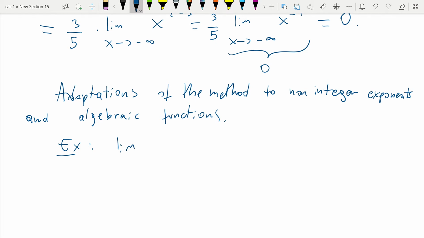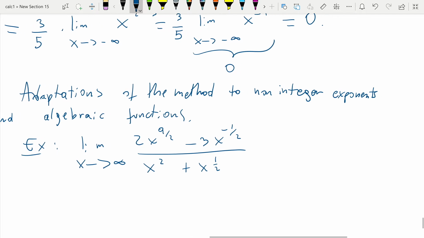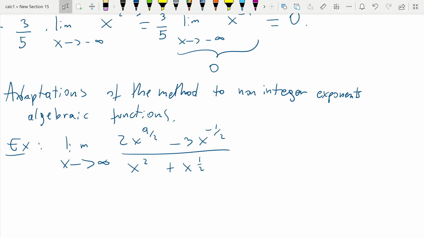First one is that you compute the limit as x approaches infinity of 2 times x to the 9 over 2 minus 3 x to the minus 1 half, divided by x squared plus x to the 1 half. Again, we notice that this is an indeterminate form, infinity over infinity. The leading order term on the top is x to the 9 over 2, and on the bottom is x squared.